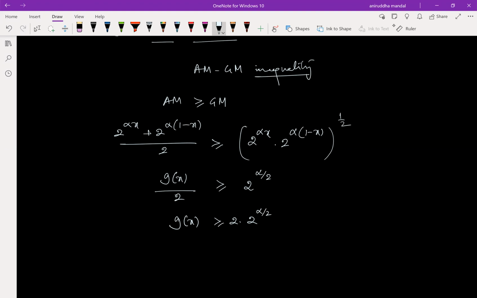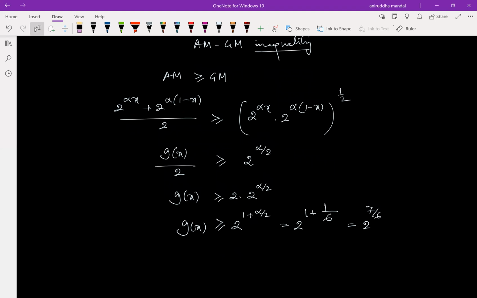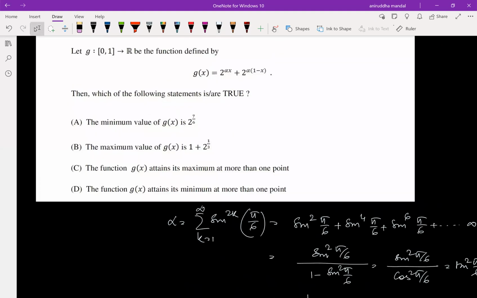Now putting the value of alpha, so let's say 2 to the power 1 plus alpha by 2. So alpha is 1 by 3, so 1 plus 1 by 3 means 1 by 6. So this is 2 to the power 7 by 6. So this is gx. So this is the minimum value of gx. So this is the first option. You see, this is the first option. So this option is correct.